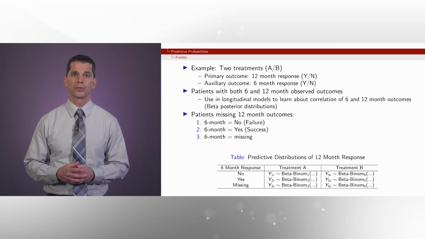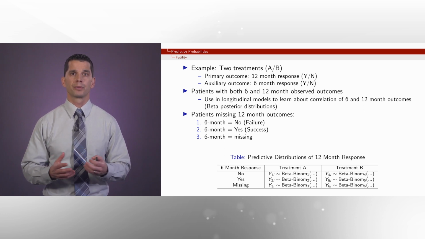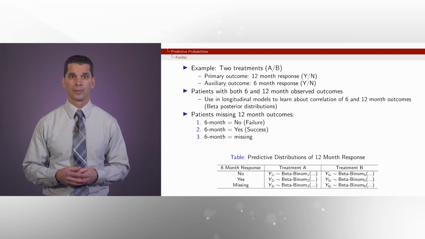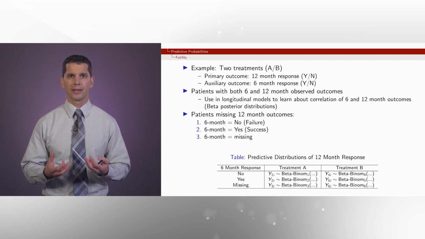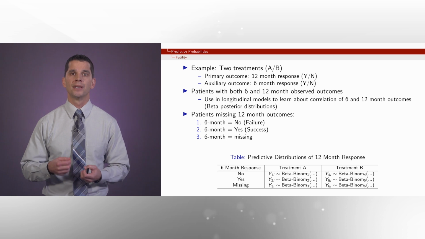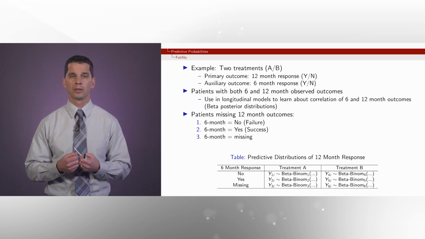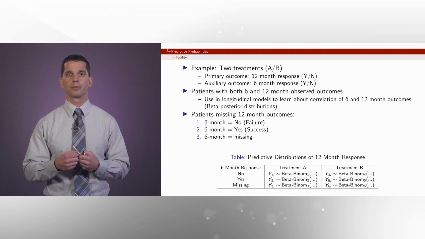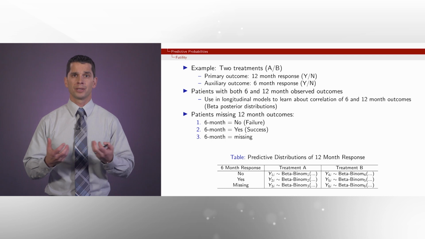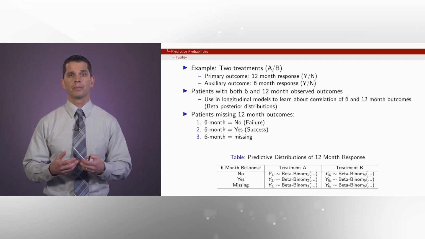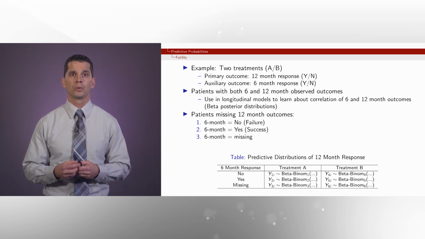For a simple example with 2 treatments, A and B, suppose you have a 12-month response as the primary endpoint. You also have an auxiliary outcome, which is a 6-month response. At a given interim analysis, you're going to have some patients who have both the 6 and the 12-month observed outcomes. We're going to use those patients to learn about the correlation between the 6-month and the 12-month endpoint, between the auxiliary endpoint and the primary endpoint. And we use that model. In this case, it's a binary endpoint, so it's probably going to be a beta posterior distribution. But we're going to use that model to help make inference with respect to the patients who are missing the 12-month outcome but might have the 6-month endpoint observed.